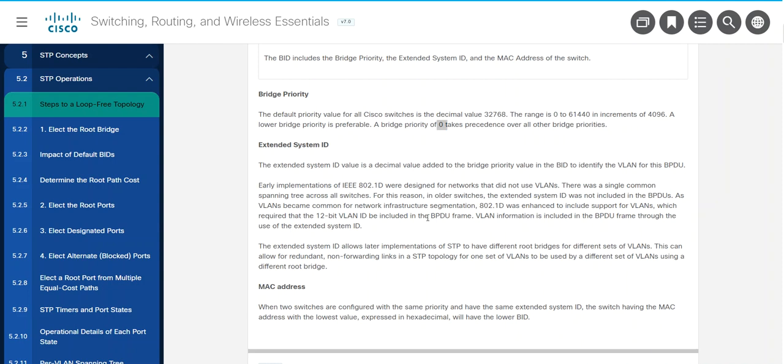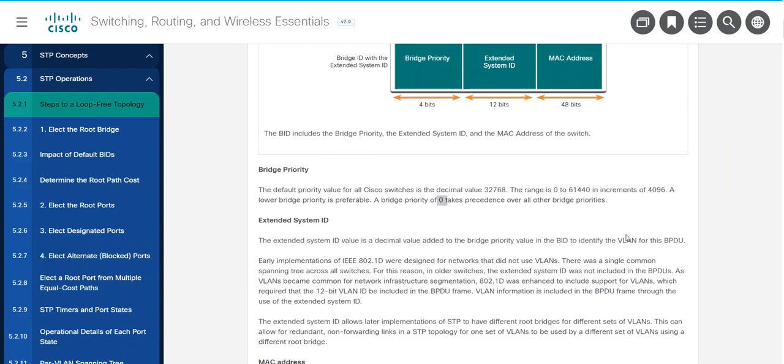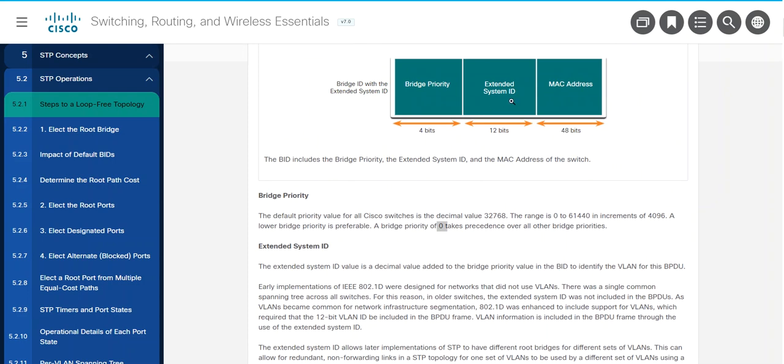So moving on to the extended system ID. The extended system ID is the second part. Now, with older switches, you wouldn't see the extended system ID because there was only one occurrence of spanning tree protocol within a network. But now that we're using VLANs, you have the ability to have a spanning tree instance per VLAN. Therefore, the extended system ID includes the VLAN information. So that's why the extended system ID is now included in addition to the bridge priority. And then the last part is your MAC address.